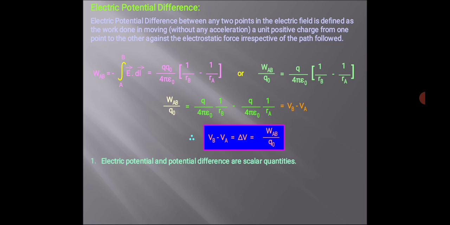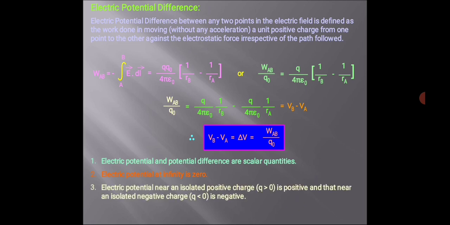Let's have some points. Electric potential and potential difference are scalar quantities. Electric potential at infinity is 0. Electric potential near an isolated positive charge, Q greater than 0, is positive, and that near an isolated negative charge, Q less than 0, is negative. So electric potential is positive for positive charge, that is Q is greater than 0, and it is negative for negative charge, that is Q is less than 0.